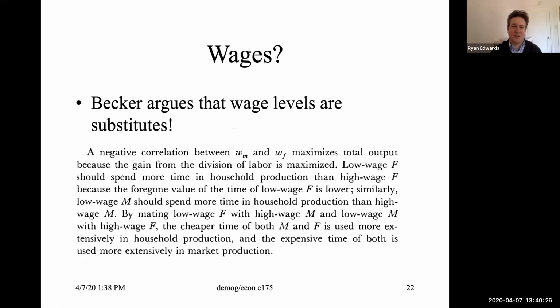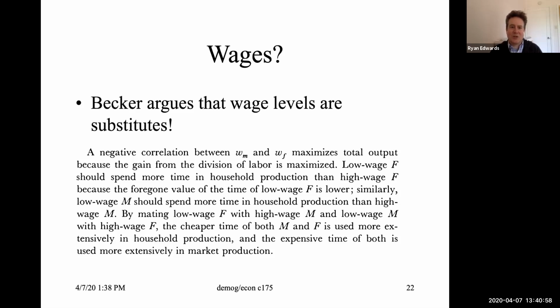One of the things that I think is surprising, perhaps not given the era in which he was writing, was that Becker actually thinks that wage levels maybe are substitutes. And so what he points out is that if you see a negative correlation between WM and WF, in a traditional male-female dyad, where there's a wage of the male and a wage of the female, then his point is you would be maximizing total output because you gain most from the division of labor.